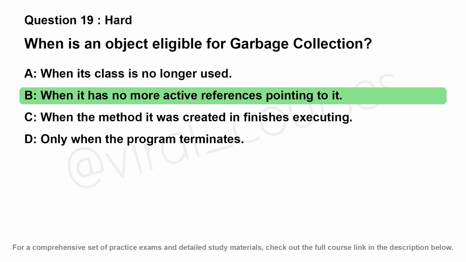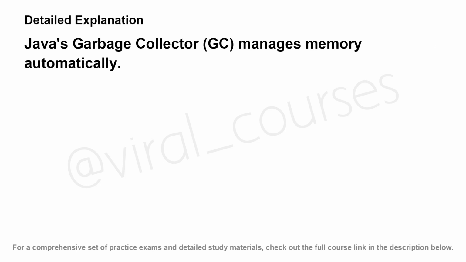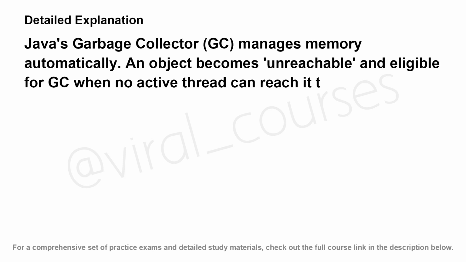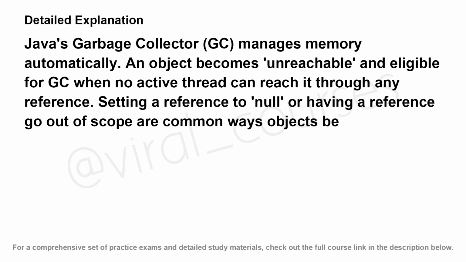The correct answer is B. Java's garbage collector, GC, manages memory automatically. An object becomes unreachable and eligible for GC when no active thread can reach it through any reference. Setting a reference to null or having a reference go out of scope are common ways objects become eligible for collection.